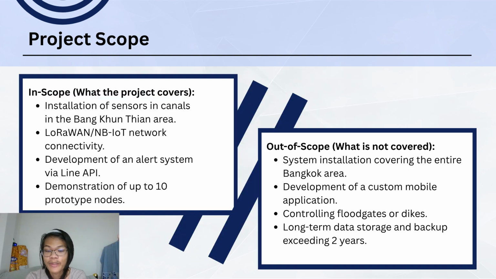To prevent scope creep, or the scope of work spiraling out of control, we have clearly defined an explicit scope statement. What is within the scope includes installing sensors in Bang Khun Thian canal, system integration, and sending notifications via Line API. What is outside the scope and will not be done in this project includes scaling up to cover Bangkok, developing a new mobile application, or controlling floodgates.